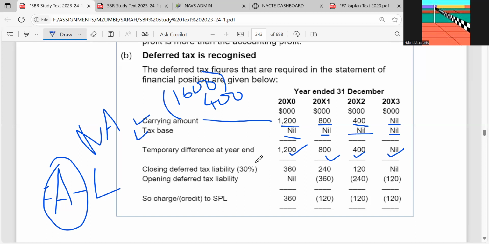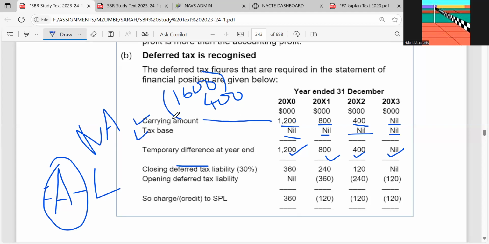Now get my point. When the carrying amount of an asset, or of net assets, exceeds the tax base of net assets, you are going to have a deferred tax liability. Why? Look here. If this carrying amount is greater than the tax base, it means less depreciation was deducted in the accounting books than for the tax purpose. If less depreciation was deducted, it means we still had more profit for the accounting purpose, right? So to compensate for that, we would have to put the deferred tax liability right here.